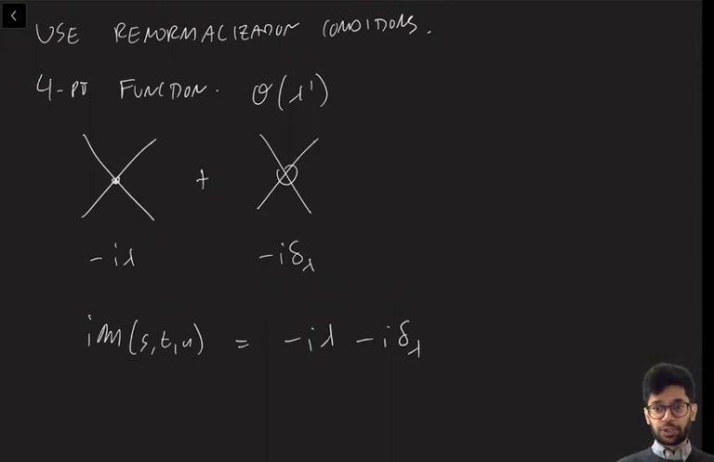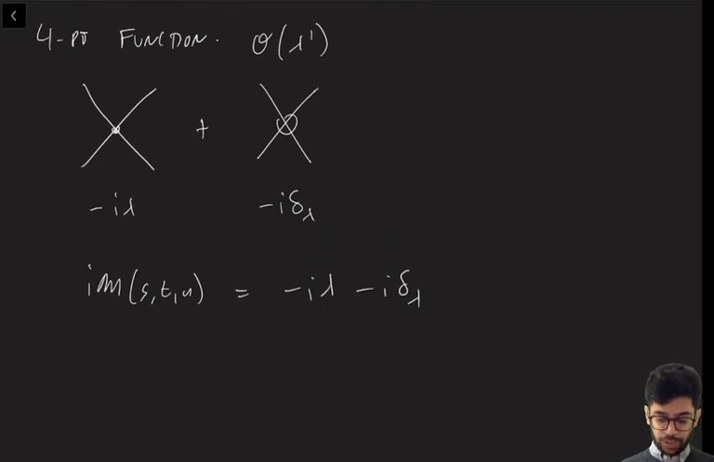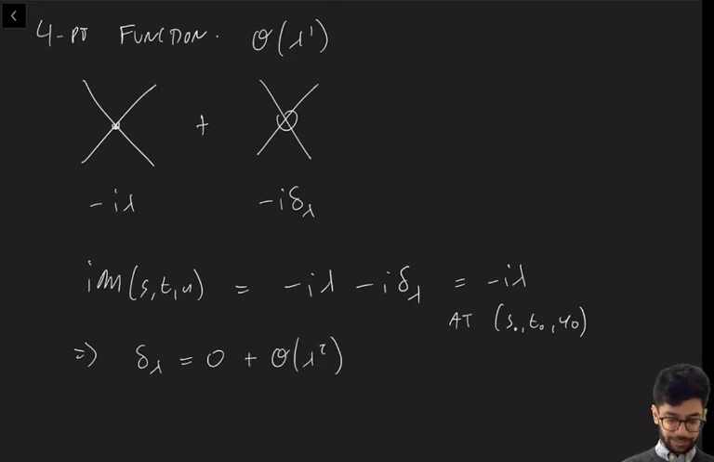Now remember, our renormalization condition says that this whole thing should be equal to minus i lambda at s naught, t naught, and u naught. And that means that delta lambda equals 0 at first order in lambda. Okay? Nothing surprising there. There's nothing else going on.